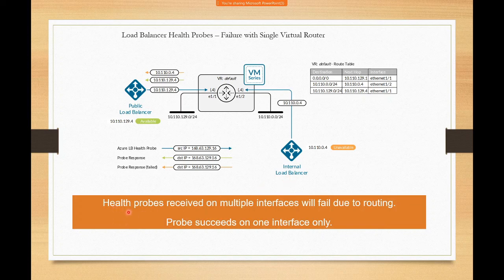Here it's clearly mentioned: health probes received on multiple interfaces will fail due to routing. The probe succeeds only on one interface. Why is it succeeding on 1/1? Because the default route is towards 1/1 and there is no route entry towards 1/2, right guys?